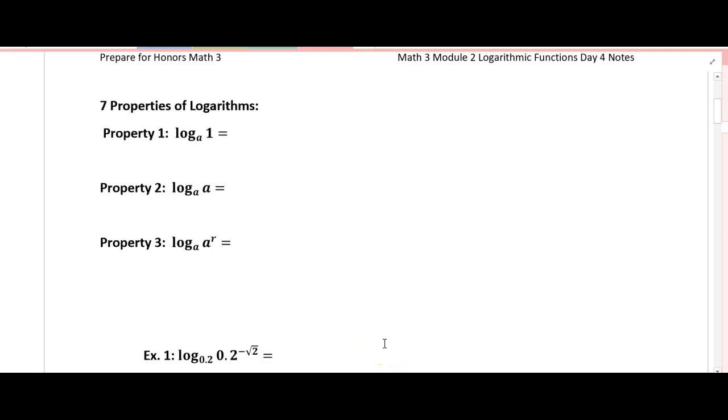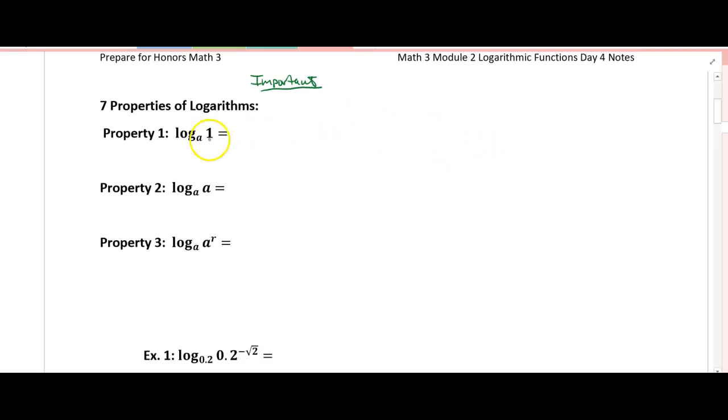All right, day 4 notes. This is properties of logarithms, and I'm going to tell you this is very important for future lessons here. You have to know all of these properties. So please put every effort in to make the next few sections that much easier.